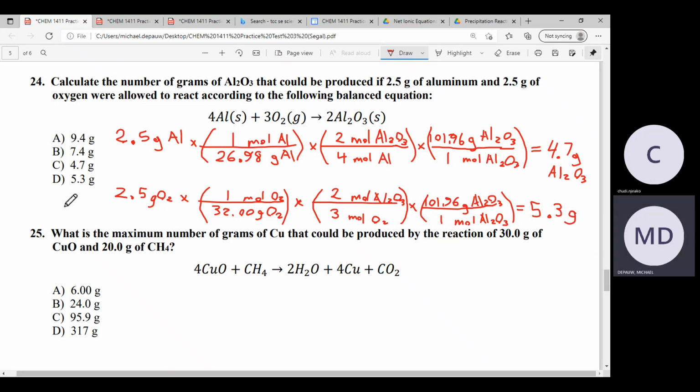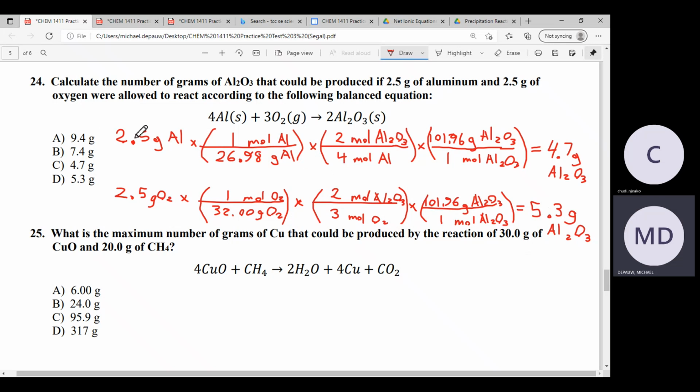So notice both 5.3 and 4.7 are up here. So which one of these answers is correct? The smaller one, that's right, because what happens after 4.7 grams of aluminum oxide is produced? You run out of aluminum.